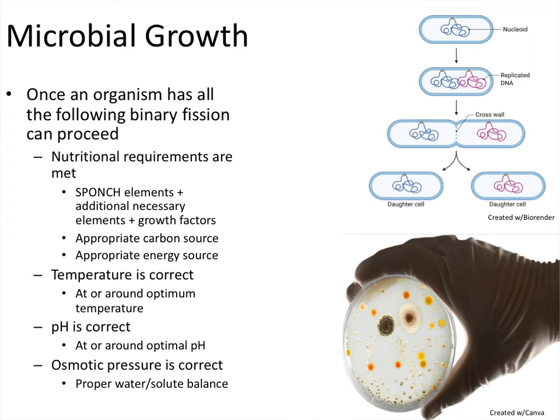When this process happens frequently enough in a controlled environment, such as a laboratory setting on something like a Petri plate or in a broth culture, then we can actually start to see the results of binary fission when we start to see colonies of cells form on or in our media.